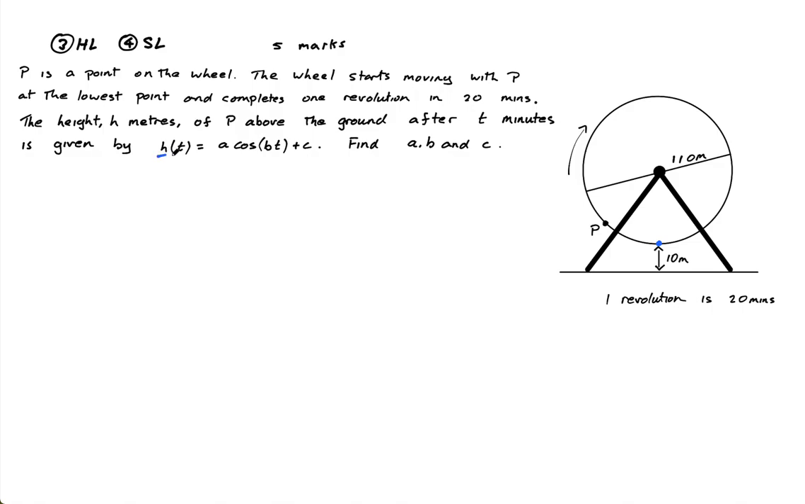We need to write h of t, which is the height of the pod, let's call this a pod, with respect to time. So as time changes, it goes up. So we need to find this model essentially.